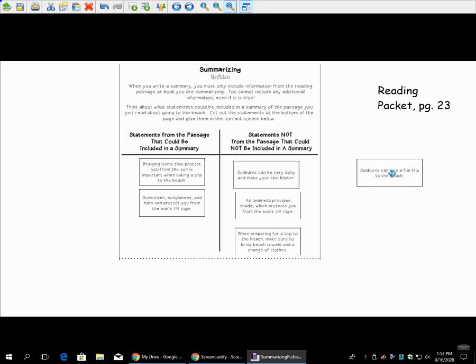All right, last one. We know it needs to be included, obviously, because again, it restates what our main idea is all about. It's about how sunburns can ruin that fun trip to the beach. That's why bringing items to protect you from the sun is important when taking a trip to the beach, and the items they mentioned were sunscreen, sunglasses, and hats, which can protect you from the sun's UV rays. These three details from the story help with that full summary.